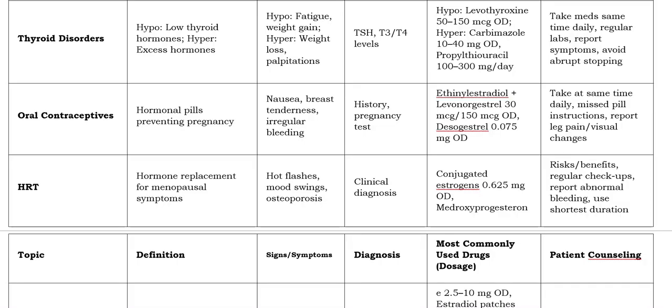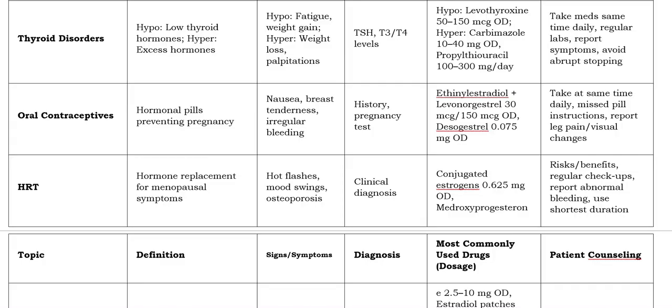Treatments are specific. For hypo, it's levothyroxine, synthetic T4, usually 50 to 150 micrograms once daily. Hormone replacement. Exactly. For hyper, it's antithyroid meds like carbimazole, 10 to 40 milligrams once daily, or propylthiouracil, 100 to 300 milligrams per day, which reduce hormone production. Counseling points seem to revolve around consistency and monitoring. Yes, consistency is key, especially with levothyroxine, same time daily, often on an empty stomach. Regular labs are needed to monitor levels and adjust doses. Right. Patients should report symptom changes and, crucially, avoid abrupt stopping, particularly for hyperthyroidism treatment.